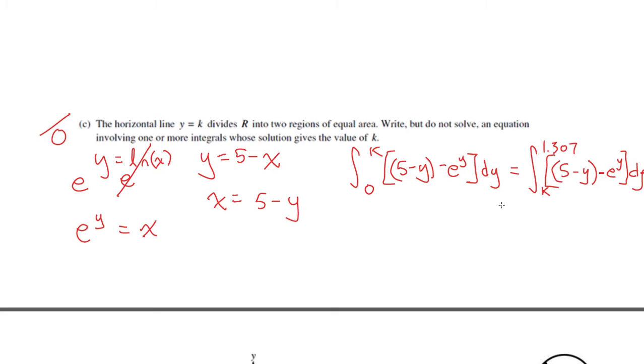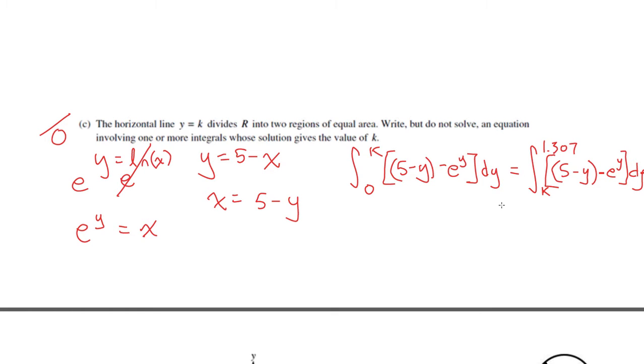What if I just got 0 to k and then I accidentally did our regular function? No, because you need 0 to k and k to 1.307 or something that resembles the correct limits. What if I got the limits but not the integrand? Oh yeah, you get a point then.